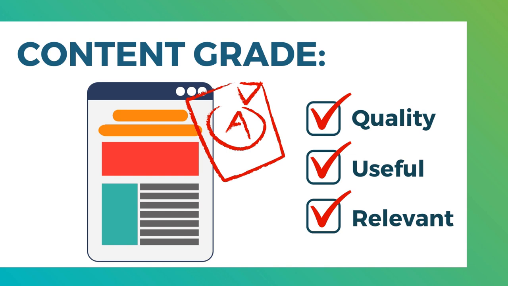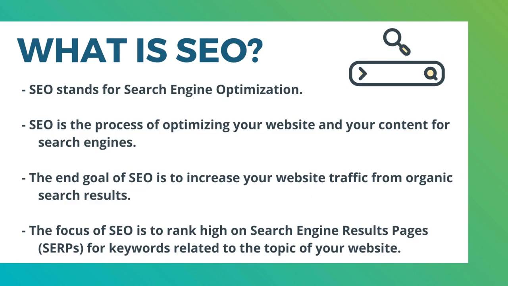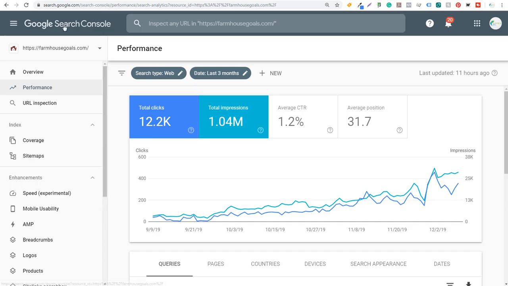SEO is search engine optimization, and ultimately it's about optimizing your website, your content, and your on-page and off-page factors that search engines are looking at, so you can rank high in search engines and drive more of that traffic back to your website. If I come back over here to Google Search Console, you can see I'm looking at my website, farmhousegoals.com, from September to December, and I've worked a lot on this website to try to improve my rankings.